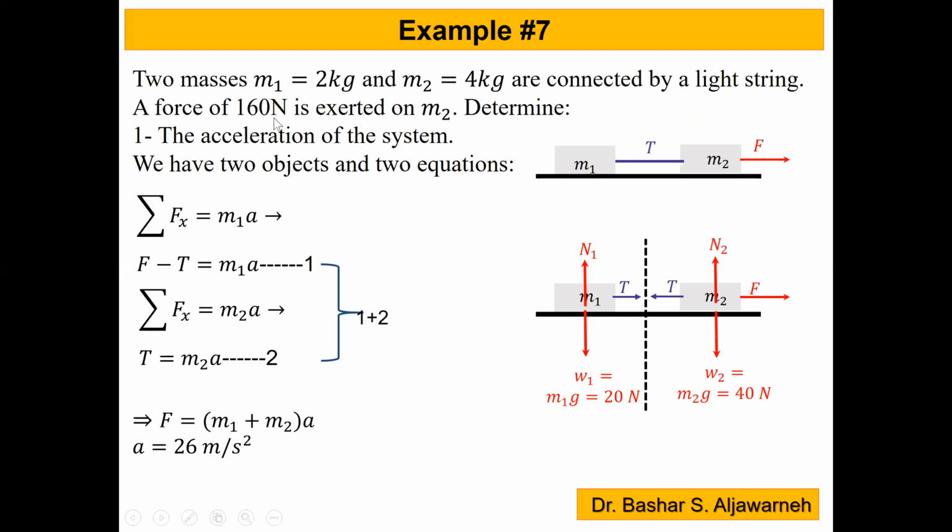Another example: I have two masses, 2 kilograms and 4 kilograms, connected by a light string. A force of 60 Newton is exerted on M2. Determine the acceleration and the tension. Okay, before we calculate the acceleration and the tension, you need to pay attention to the following. This string is massless, which means that the net force on the string must be 0.